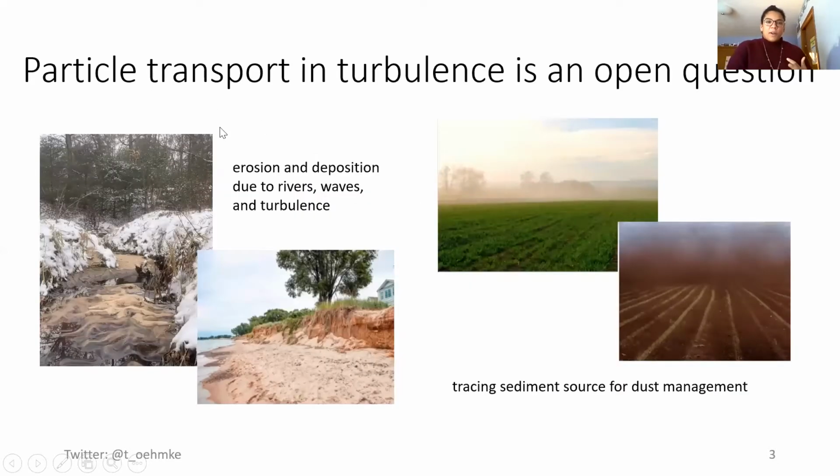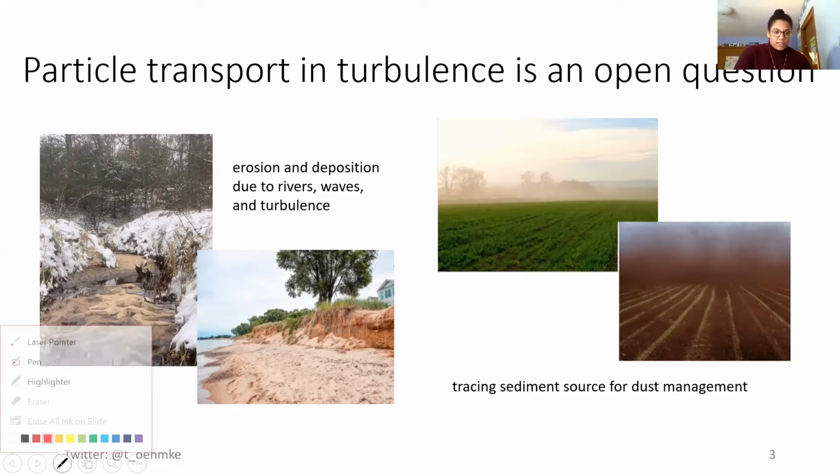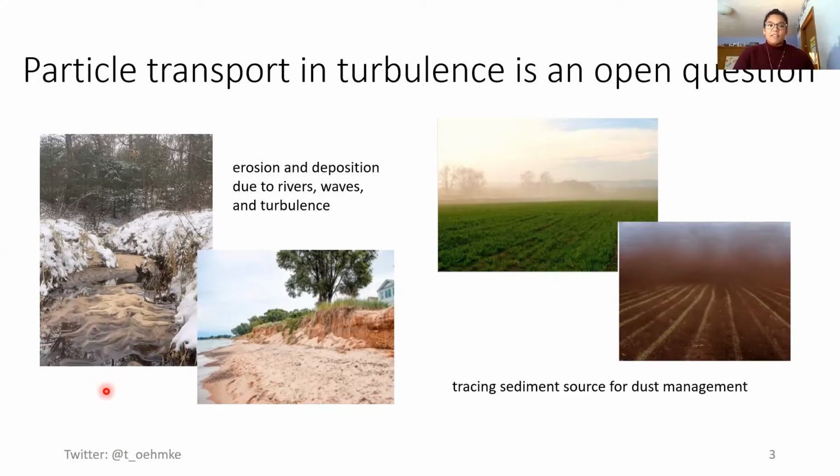So the transport of particles in turbulence is an open question. We actually have some pictures from Michigan over here. This one is a picture that my sister took of this frozen riverbed that has a whole bunch of sediment deposition on it. And then we have some pictures of beachfront erosion here. And so part of what I can apply my research to is looking at how particles are picked up and transported through the environment. So today I'll be focusing a lot on the different types of transport, and in the future I want to expand them to larger scale transports.